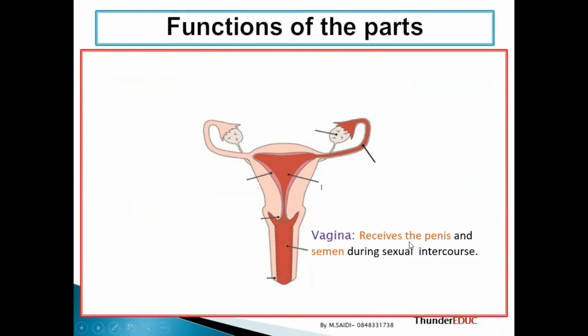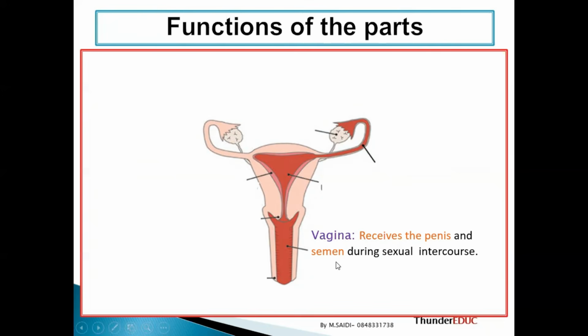All right, let's look at the functions of the parts. The vagina receives the penis. So the function of the vagina is to receive the penis. It means that it's only the vagina which is supposed to receive the penis, based on what science tells us. So it receives penis and semen.